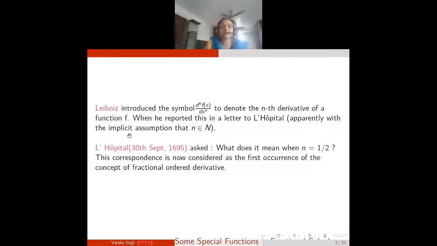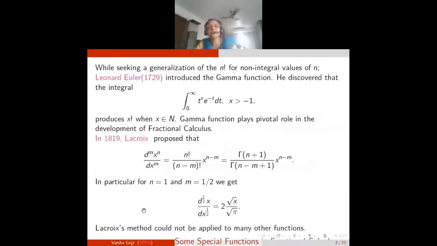As everybody knows, Leibniz introduced this symbol of nth derivative, and he reported this in a letter to L'Hôpital with the implicit assumption that this small n is a natural number. And in a letter dated 30th of September 1695, L'Hôpital asked, what does it mean when n is half? So since then, the development of fractional calculus began in a similar era to when calculus was being developed.